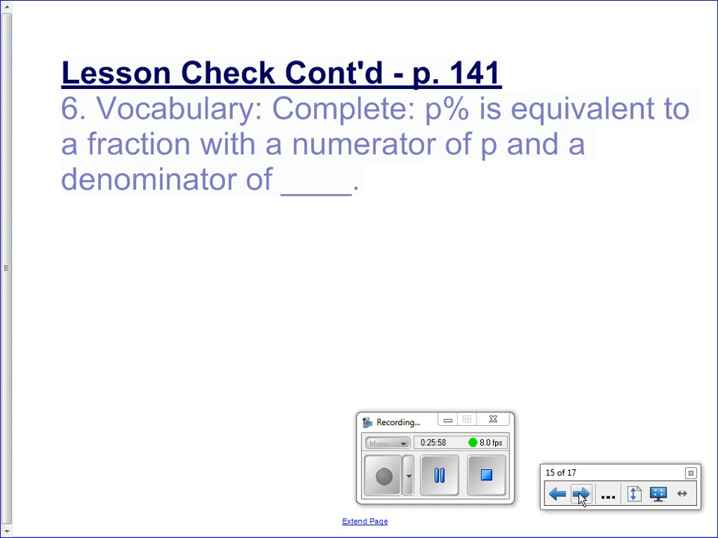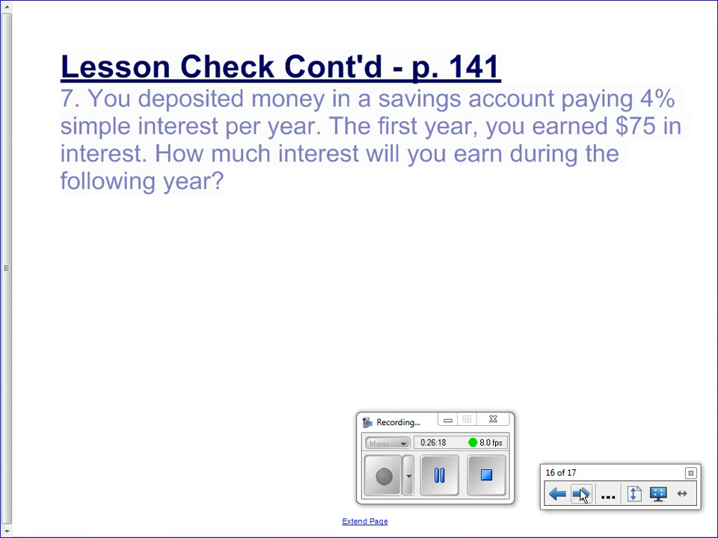All right, number 6. This is a vocabulary question. Complete. P% is equivalent to a fraction with a numerator of P and a denominator of, that would be 100. That's what percent means. And number 7, you deposited money in a savings account paying 4% simple interest per year. The first year you earned $75 in interest. How much interest will you earn during the following year?